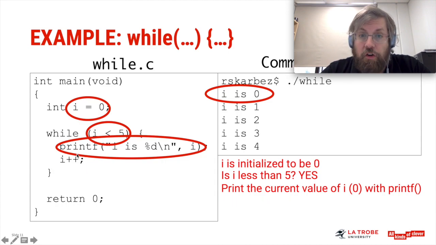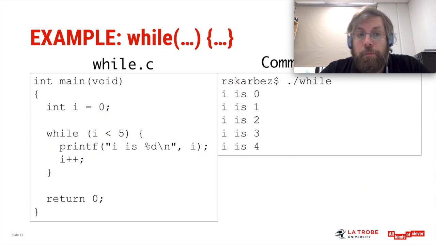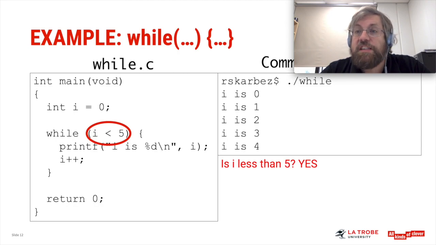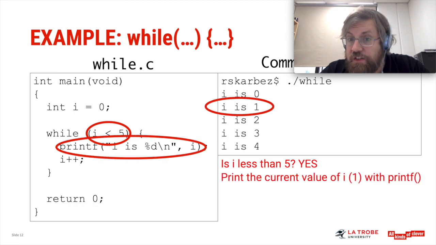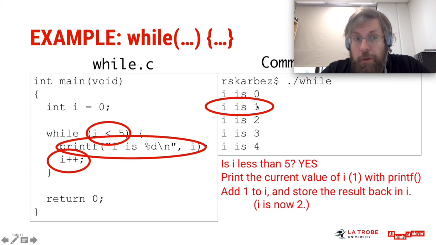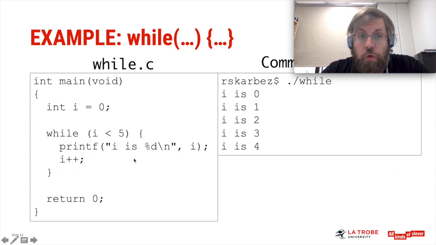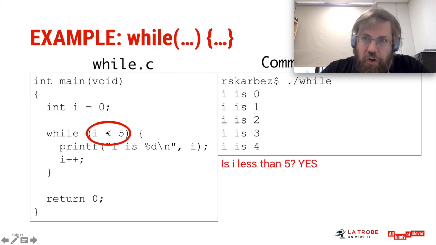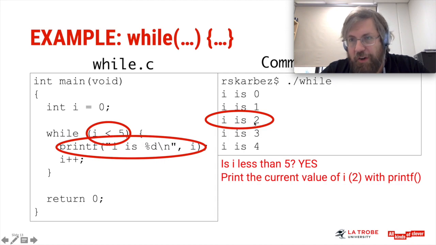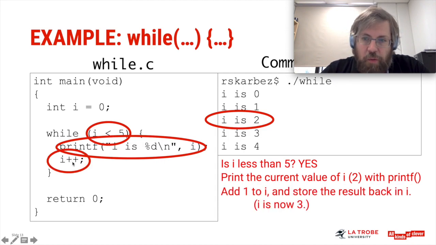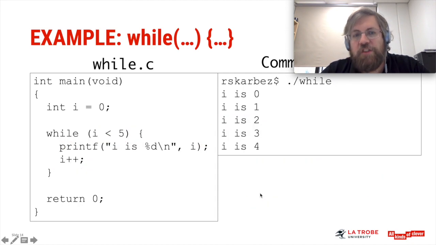Because it's a while loop, we do i is less than 5 again. Is i less than 5? i is 1, so yes. We print the current value of i with printf. We increment i, so it was 1, now it's 2. Is 2 less than 5? Yes. Print out the value of i. Increment the value of i to 3.